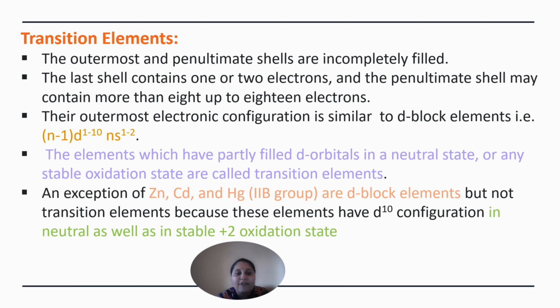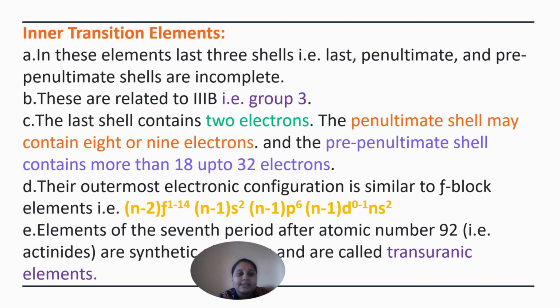Elements that have partly filled d orbitals in the neutral state or in any stable oxidation state are called transition elements. The exceptions, which exhibit different properties, are zinc, cadmium and mercury. They are D block elements, but they have d10 configuration in the neutral state as well as in the stable +2 oxidation state.